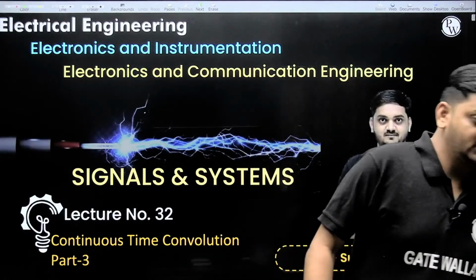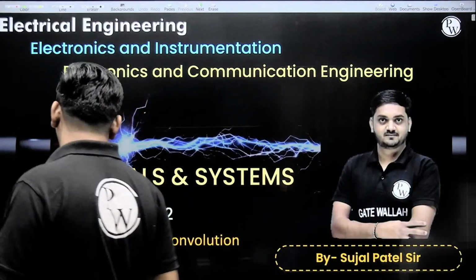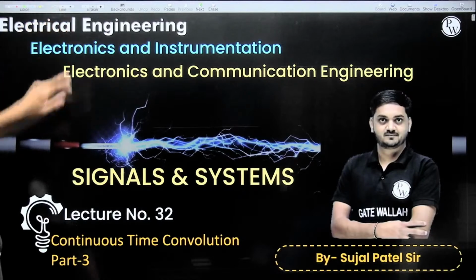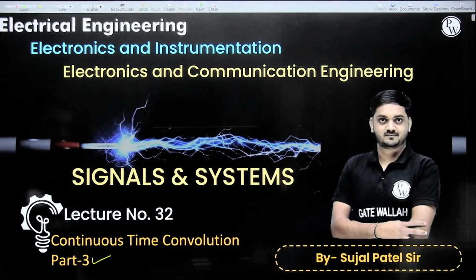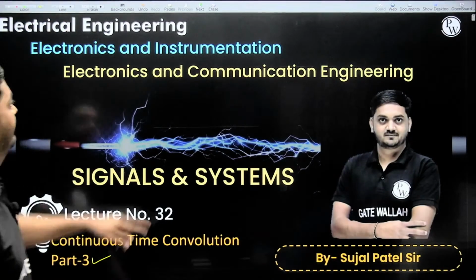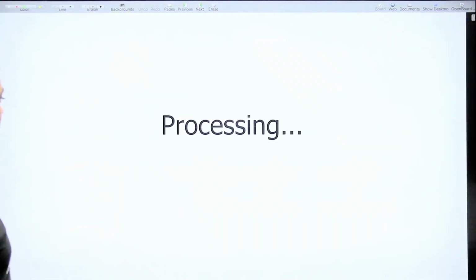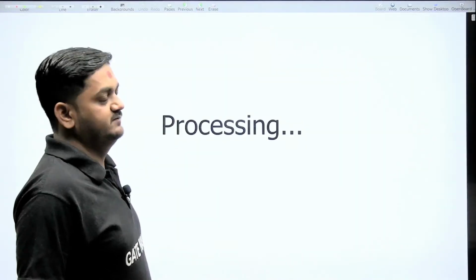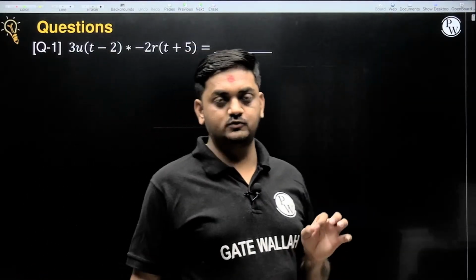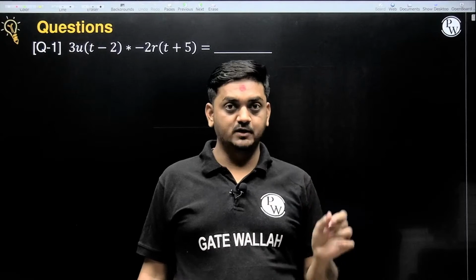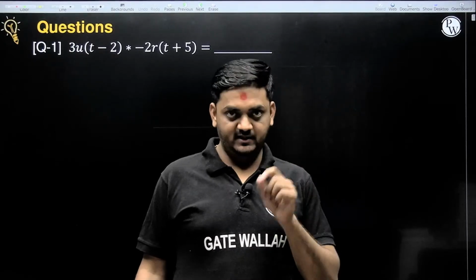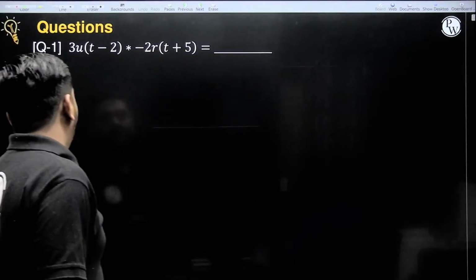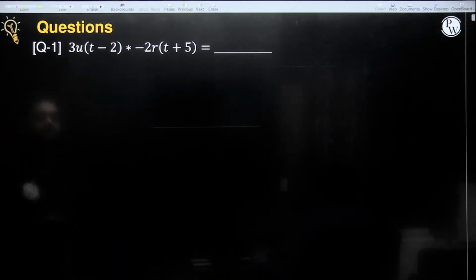Continuous time convolution, this is part 3, chapter number 2. In LTI system we are studying continuous time convolution, and this is part 3 guys. In last class we have seen convolution of impulse with impulse, impulse with step, step with step, step with ramp, ramp with ramp, correct? And now let us solve some questions based on that.